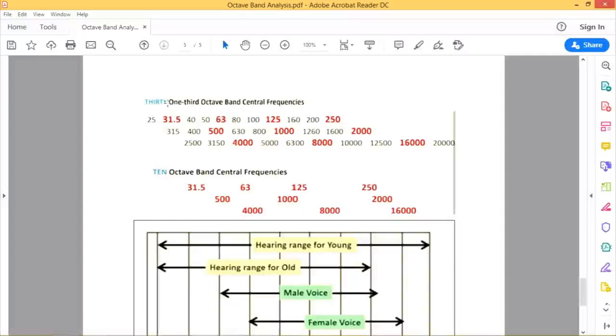Similarly, the 1/1 octave band was given in the standard as 10 numbers from 31.5 to 16,000. Both the 1/1 and 1/3 octave bands are required for the analysis of each complex noise. These are the basics of the 1/1 octave band we already discussed, and this is the basics of the 1/3 octave band. The next picture shows you the different types of sound and which zone they lie in.